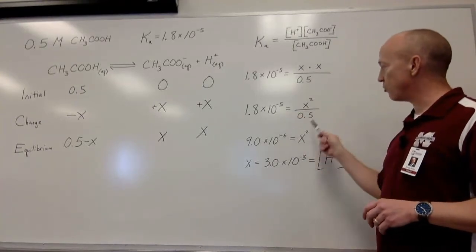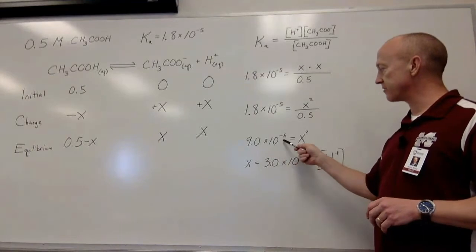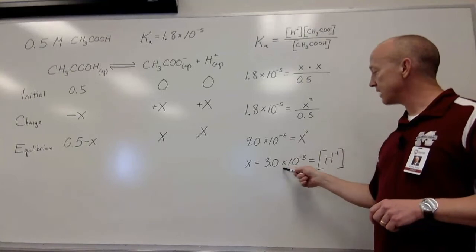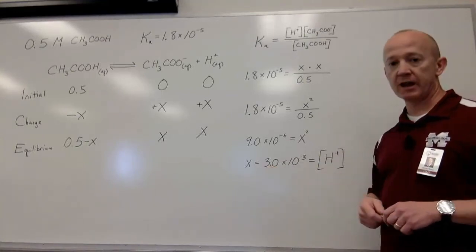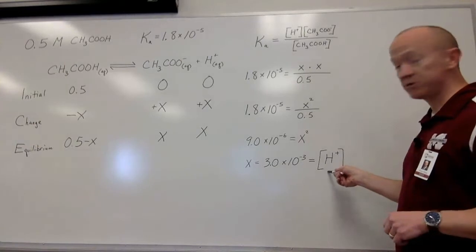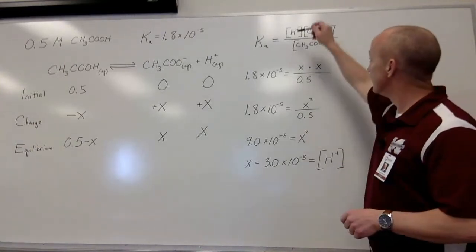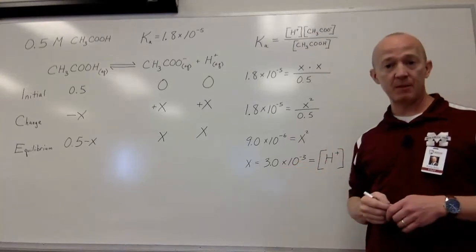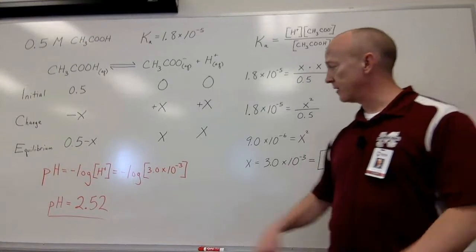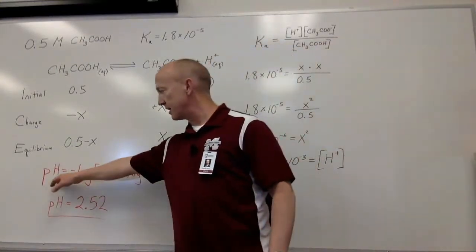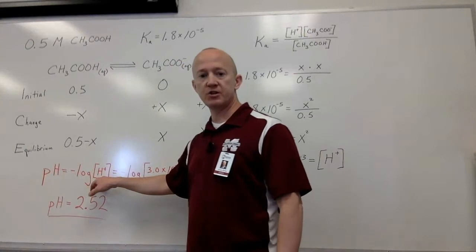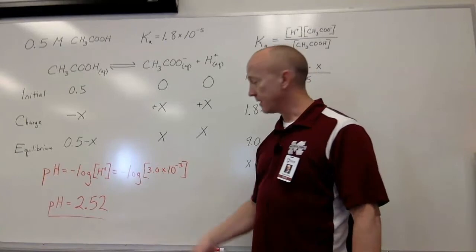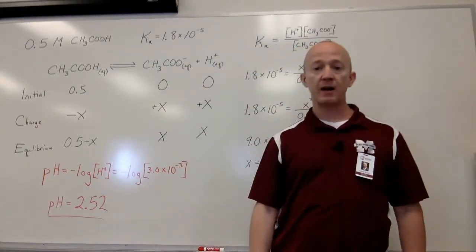I multiply both sides by 0.5 and I get 9 times 10 to the negative 6 equals X squared. I take the square root of that and I get 3 times 10 to the negative third equals X, which also equals the hydrogen ion concentration. Get it? Okay, now I can take this and find my pH. So I simply plug in my hydrogen ion concentration. pH is equal to negative log of hydrogen ion concentration. So that equals negative log of 3 times 10 to the negative third, and I get a pH of 2.52.